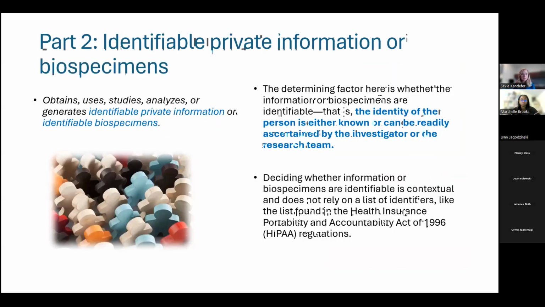So part 2 of this definition is when identifiable private information or biospecimens are obtained, used, studied, analyzed, or generated. Now, the determining factor here is whether the information or biospecimens are identifiable. That is, the identity of the person is either known or could be readily ascertained by the investigator or research team. And deciding whether information or biospecimens are identifiable in this context is contextual, is what I'm going to say. This is not HIPAA. HIPAA is a separate regulation. There is no list of identifiers. This is really a contextual determination.